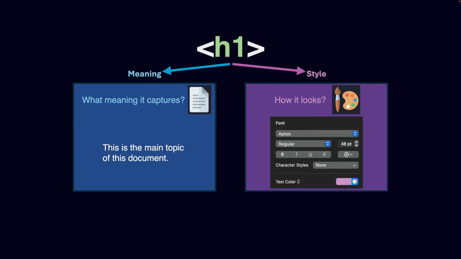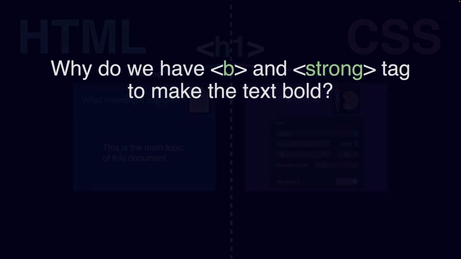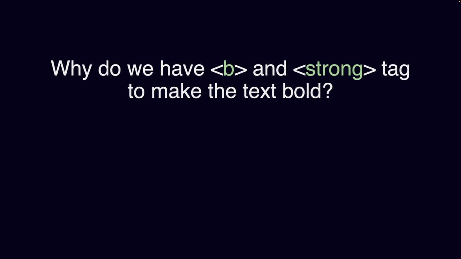So in conclusion, HTML tags capture different pieces of our content based on its meaning and regardless of its style. Then, for styling any element, we have CSS, and we use that language to style the elements regardless of their meaning. So we have two separate languages for two separate concerns, meaning and style. Now let's get back to the question that we started this lesson with. Why do we have B tag and a strong tag to make the text bold?